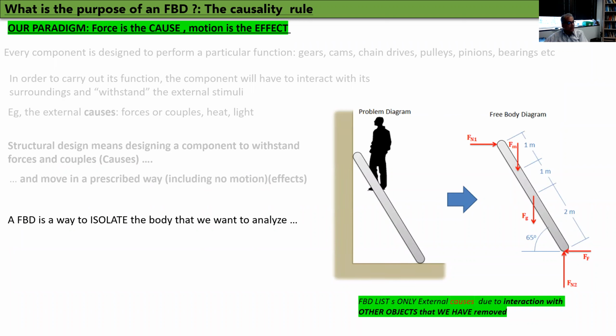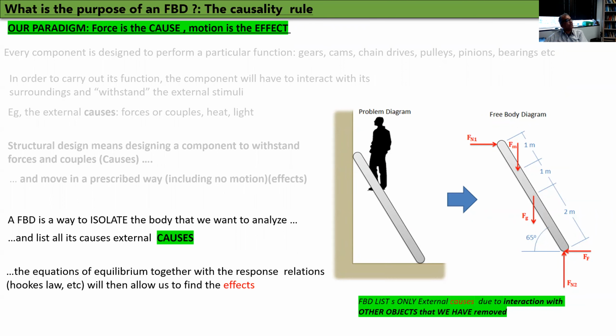A free body diagram is a way to isolate the body that we want to analyze, like shown in the picture, and list all its external causes alone, not effects, only causes. That's why it only has forces on it, because those are the causes, okay? The equations of equilibrium together with the response relations like Hooke's law, etc., will then allow us to find the effects. So we use the free body diagram to figure out the causes. Then we use Newton's laws and other things to figure out the effects. That is how it works. Okay. Listing the causes is a key step as an engineer, and it cannot be automated. You have to do it.